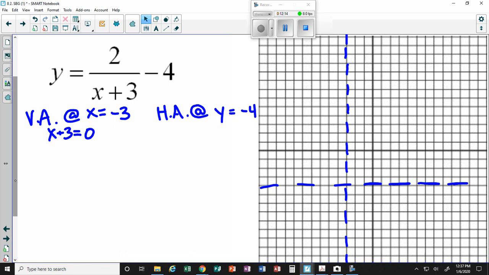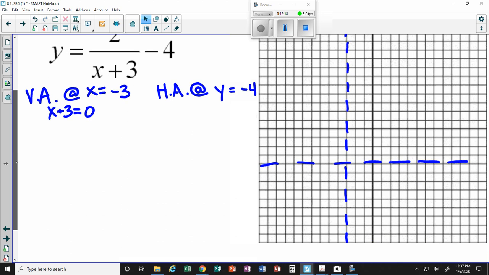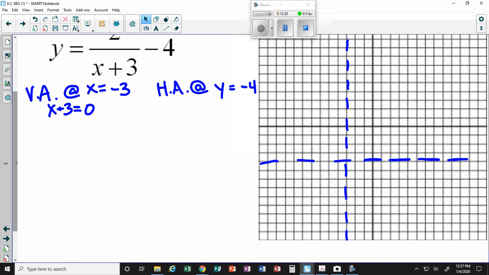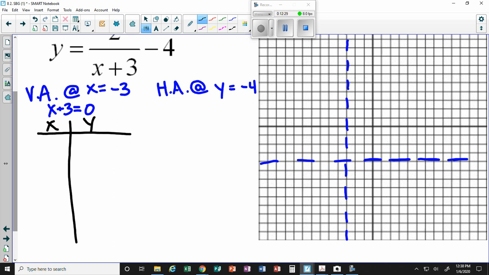Now we need to plot the points left and right of the vertical asymptote. So when I go to make my table, where's my vertical asymptote at? -3. So put -3 right in the middle. Now, what is the y value at -3?